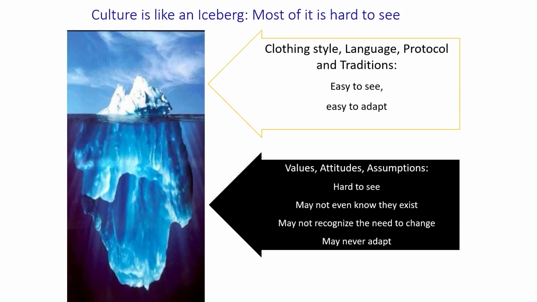Others talk about culture as an iceberg. They say that some elements of culture are visible right away. You come to a new country and you see right away that people dress differently, they speak different languages, they have different protocols, traditions, rituals. Those are the visible attributes of cultures. That's what you see right away. But culture is much more than that. Culture is much bigger when it comes to the invisible things. That includes values, attitudes, assumptions. Those are hard to see.